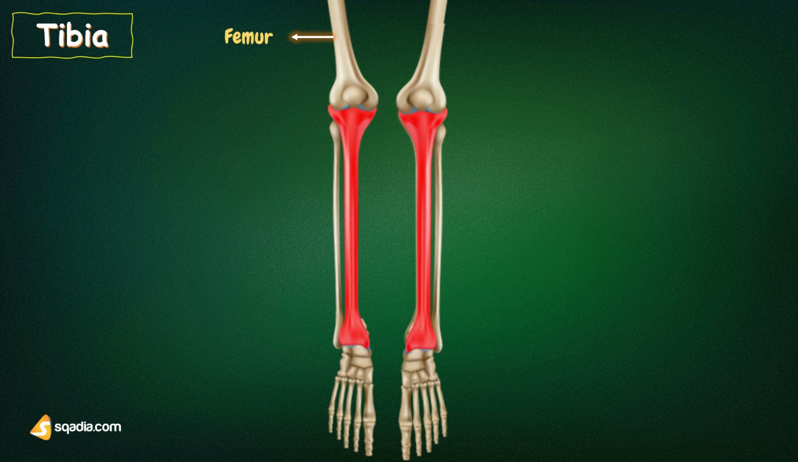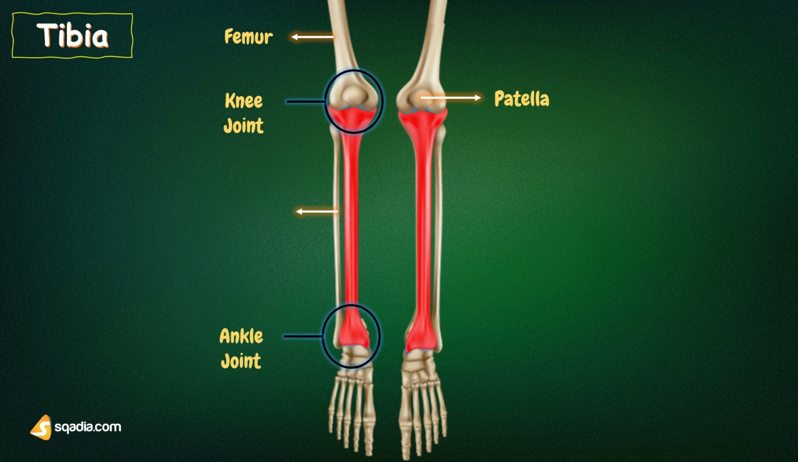Now let's talk about the features of the bone. As you can see, it is in the lower leg of the human body. It is situated between the two major joints: the knee joint, formed by the tibia with the patella and femur, and the ankle joint, formed by the tibia with the fibula and tarsals.